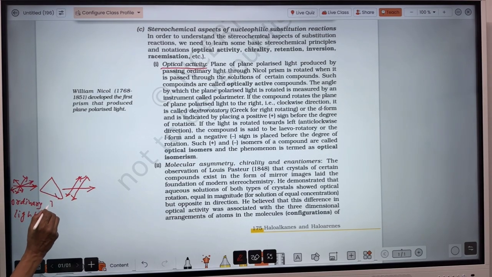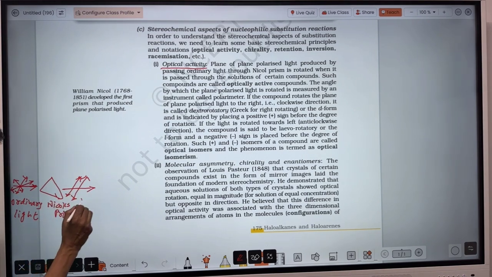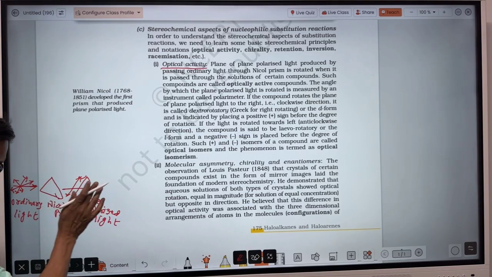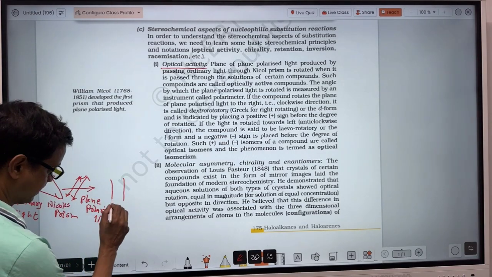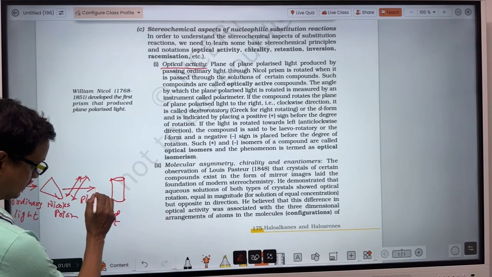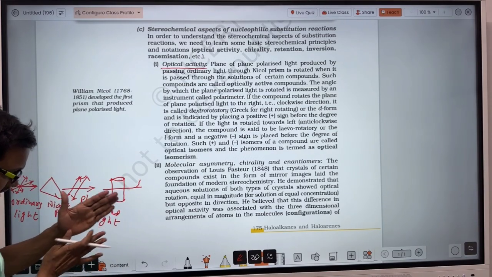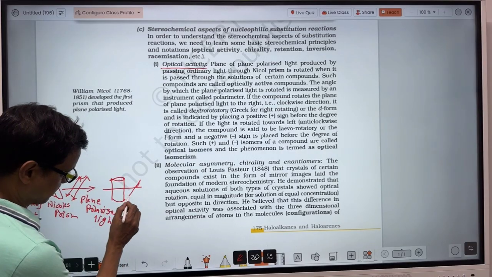This one is Nicol prism. This one will obtain what will be called plane polarized light. And now when there is a substance and the constituent particles will bend towards right, suppose this one.